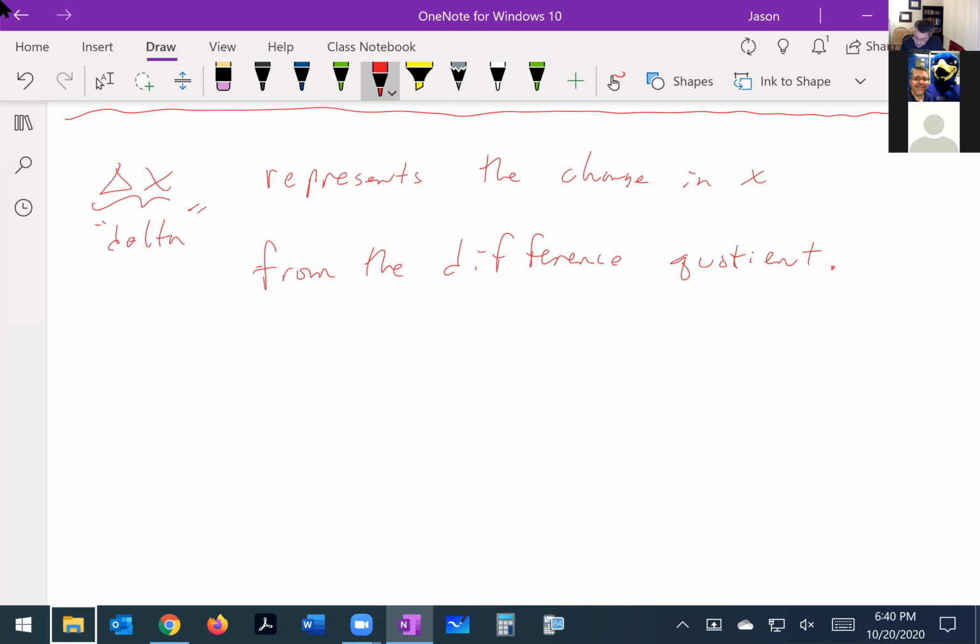Okay, delta x represents the change in x. From the difference quotient, we get f of x2 minus f of x1 all over x2 minus x1 is equal to the change in y values over the change in x values. Just think of this as the slope. Slope between two points.